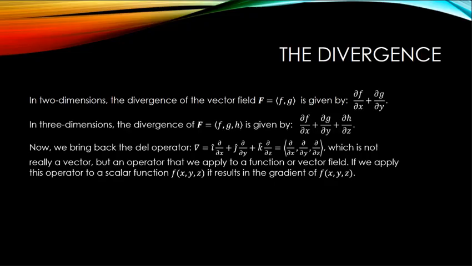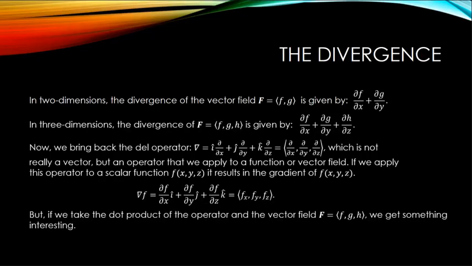If I apply the del operator to a scalar function f of x, y, z, I get a result which is the gradient of f of x, y, z, which is a vector. I can write this as del f is equal to the partial of f with respect to x in the i hat direction, plus the partial of f with respect to y in the j hat direction, plus the partial of f with respect to z in the k hat direction, or I can write it in a more concise form as a vector with the components f sub x, f sub y, f sub z.